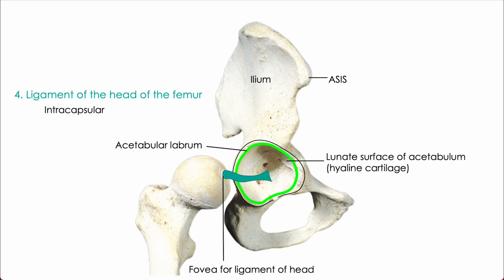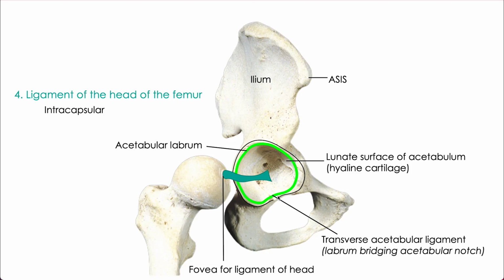The other ligaments, iliofemoral, ischiofemoral, and pubofemoral, were extracapsular ligaments because they were lying outside of this joint capsule. And then the part which is going at this level has a different name. It bridges this gap, and we call it the transverse acetabular ligament.